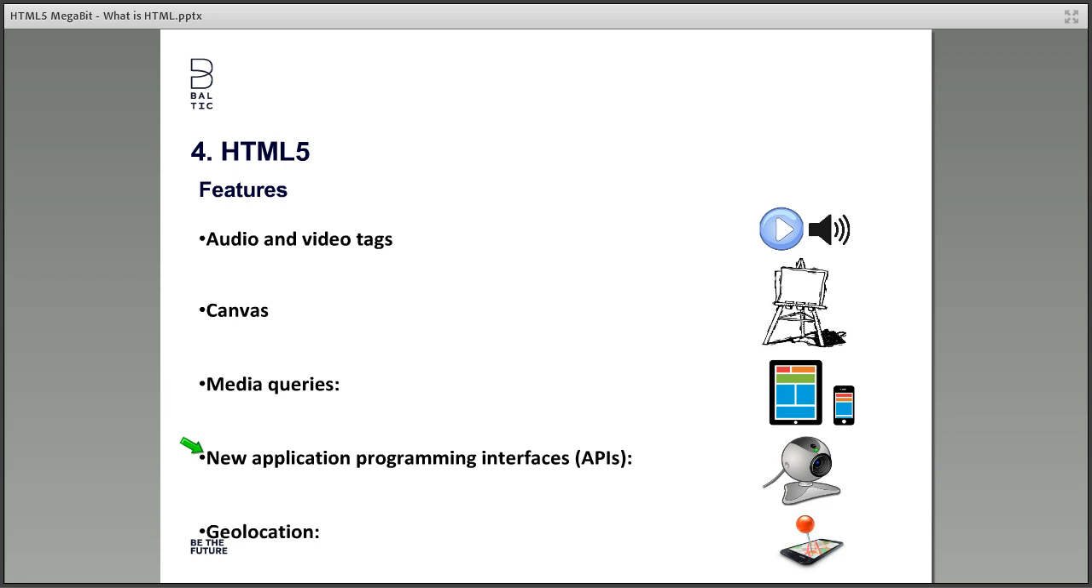We have new application programming interfaces, which is APIs. APIs is application programming interfaces. And this gives apps access to resources such as files and webcams, so it allows us to do much more with the user. And then finally, geolocation.